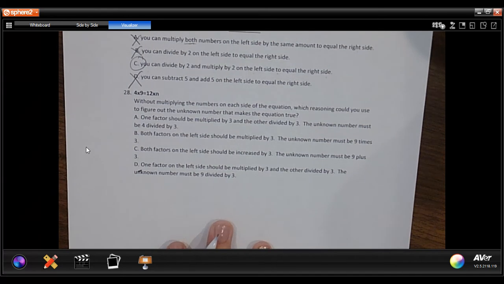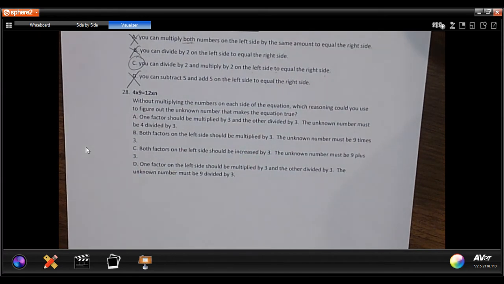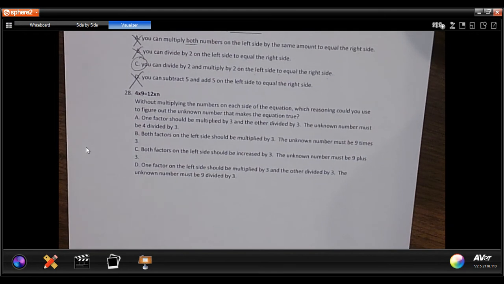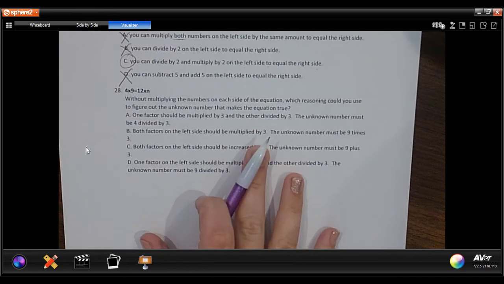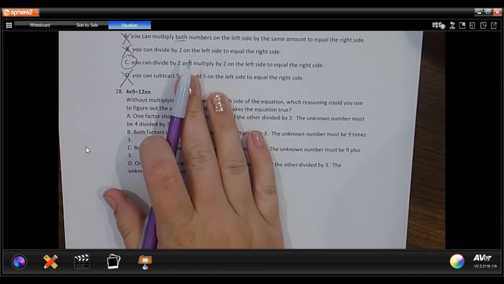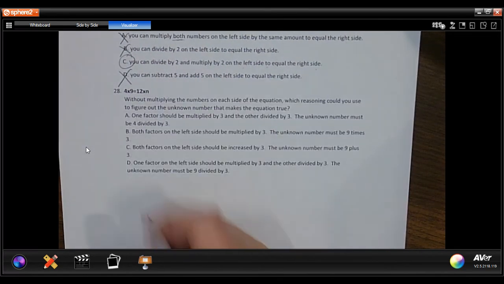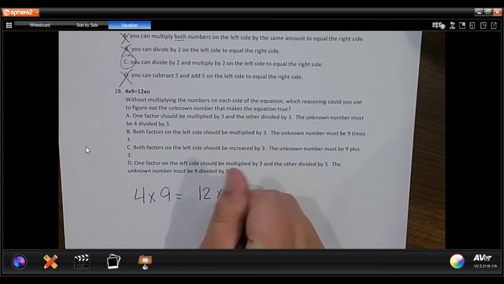Last one, number 28. 4 times 9 equals 12 times n. Without multiplying the numbers on each side of the equation, which reasoning could you use to figure out the unknown numbers that makes the equation true? A. Oops, sorry. I got ahead of myself. We're not going to read these over and get overwhelmed until after we balance our equation with the strategy I taught you. So 4 times 9 equals 12 times n.